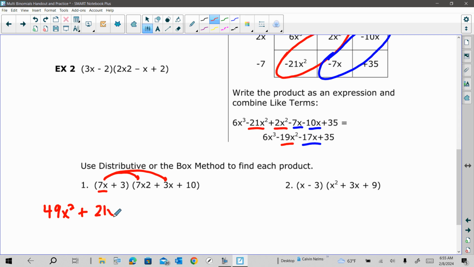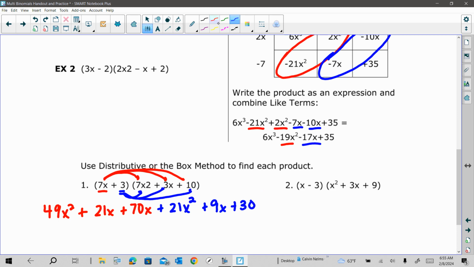That's going to give me 21x. And then the 7x times 10, that's going to leave me with 70x. Then I'm going to go to the next term, which is 3. I'm multiplying by that 7x squared. That's going to give me 21x squared. 3 times the 3x, that's 9x. And then 3 times 10, that's 30.